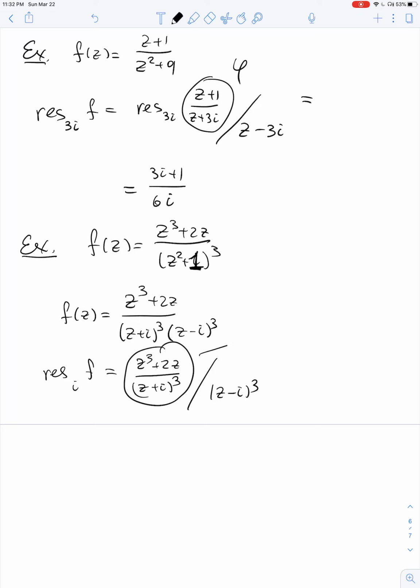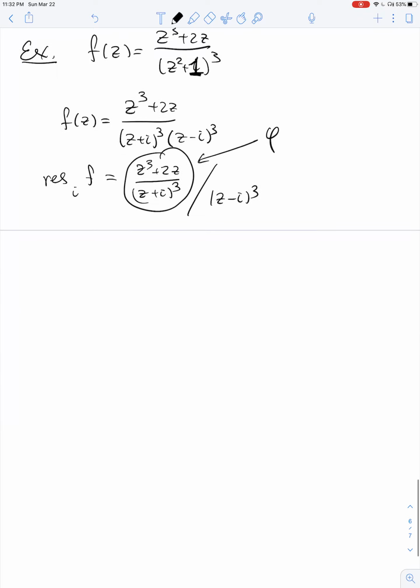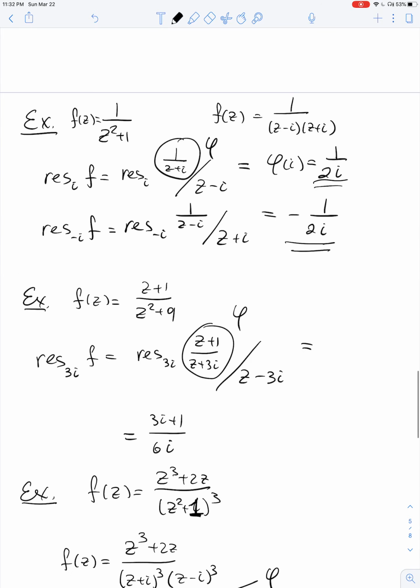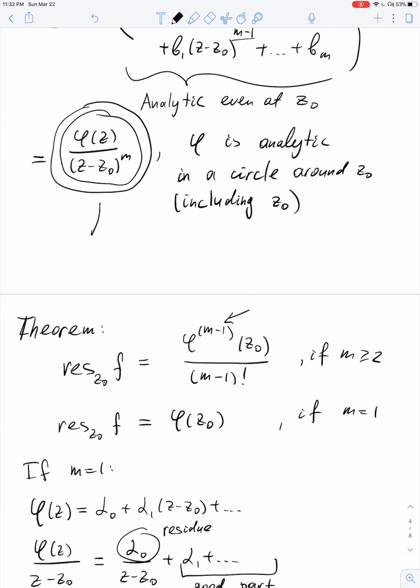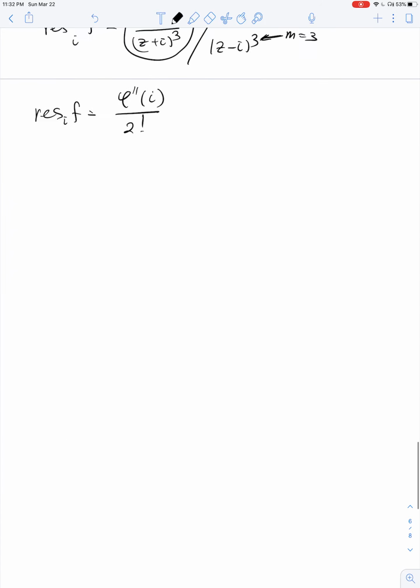And this is going to be my phi. So now my pole is not so simple anymore. I have 3 here. And so I know that our residue is the second derivative of phi at i divided by 2 factorial. Let's go several pages back. Here it is. Here is m minus 1. So if I have m here, I'll get m minus 1 here. So I need the second derivative.